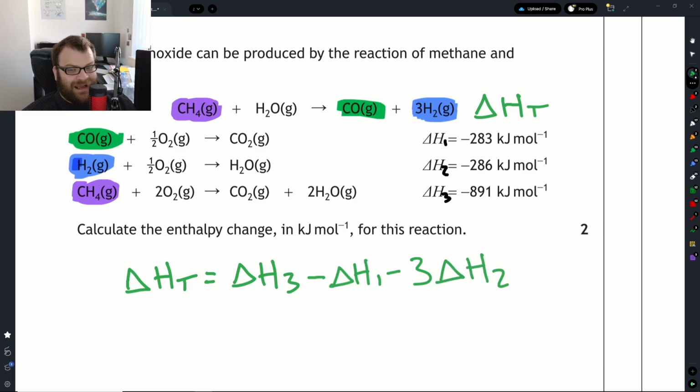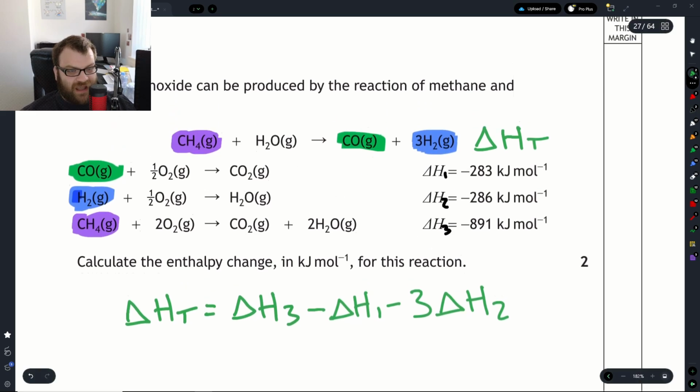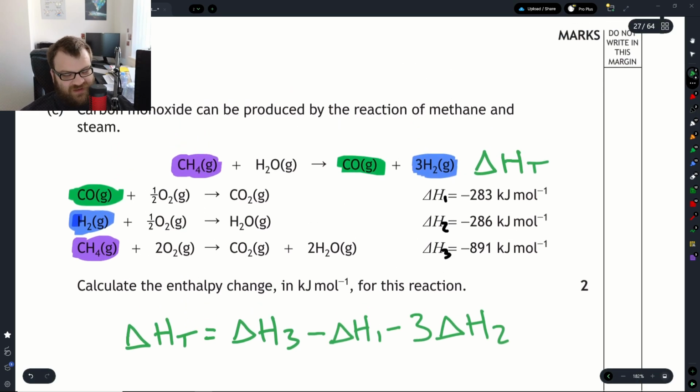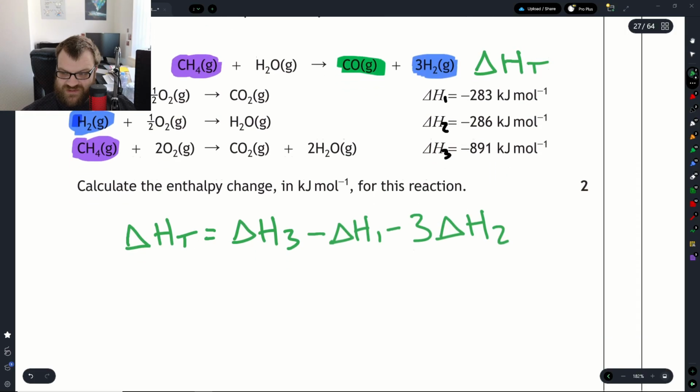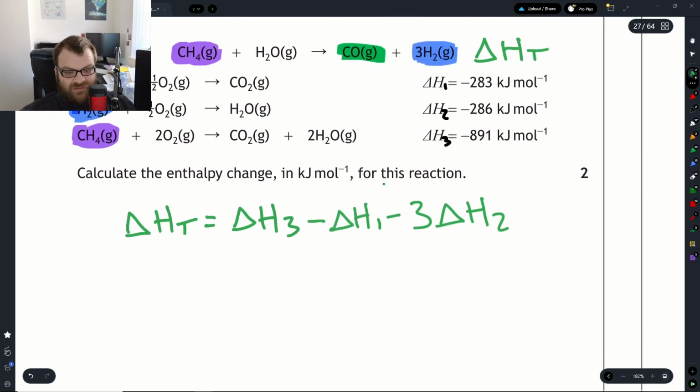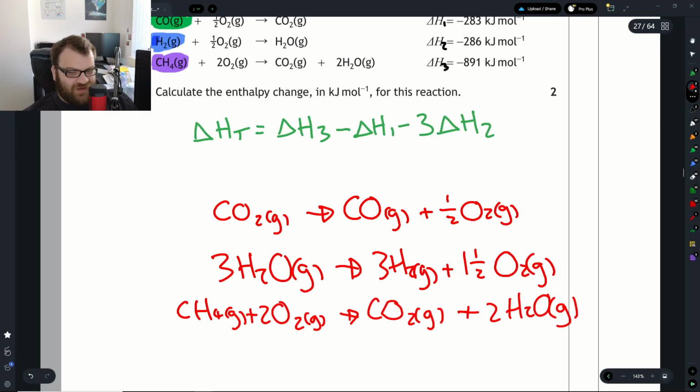At this point, I could just go ahead and plonk in all the numbers. What we can do is a way of checking if we've got the connections between them correct. What I would do then, if I'm wanting to check it, is rewrite these equations, having flipped it round for delta H1, and having switched it round and timesed it by 3 for delta H2. Now I've rewritten them, taking into account any that need flipped or timesed by, in this case, 3.